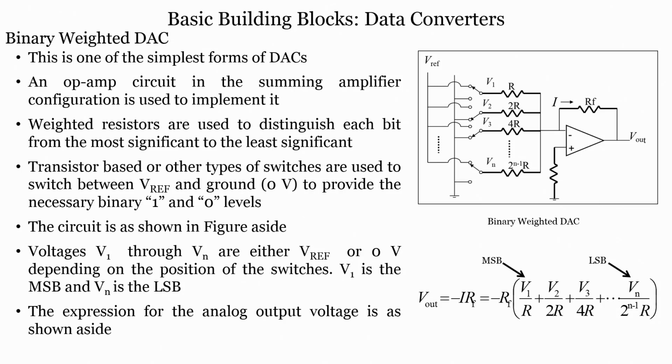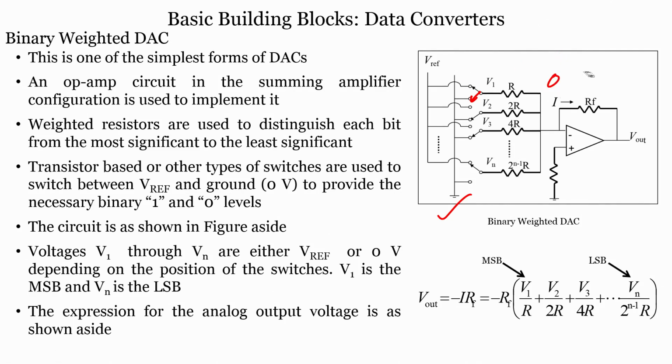The circuit is shown here. Voltages V1 through Vn are either V reference or 0. If I connect this switch to V reference, then my voltage would be V reference here. Or if I connect this switch to ground, then I will have 0 here. So, either it is V reference or 0.